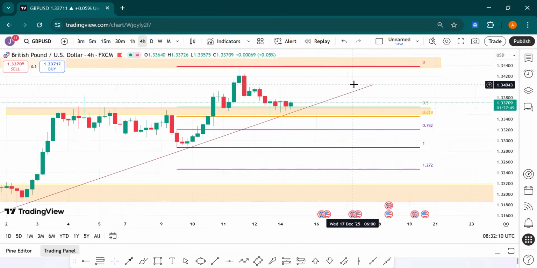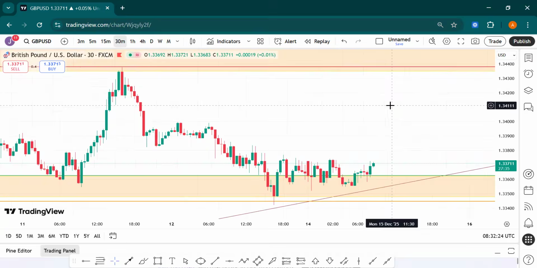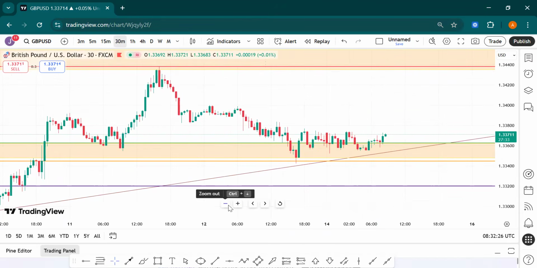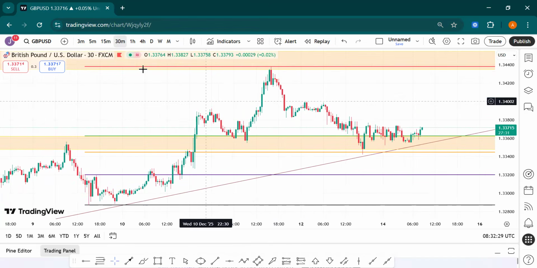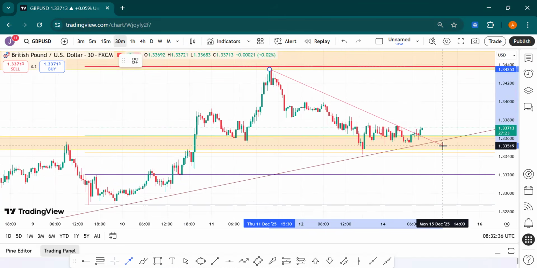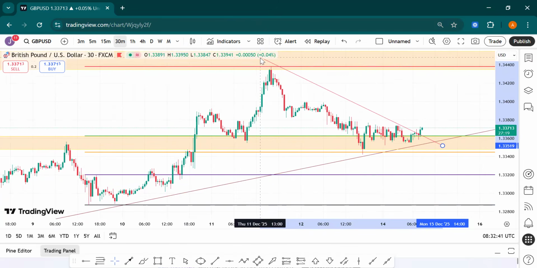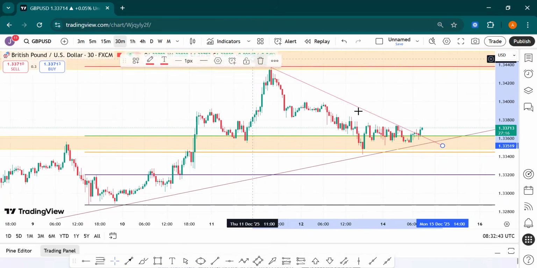But the point I'm trying to make is, in as much as this presents a good opportunity to buy, I believe that those of us that trade in those lower time frames will take our trades maybe on the 30 minutes or 15 minutes time frame. So let's go there. On this time frame, we can see that this is actually a good opportunity to buy. If we put our counter trend line, it has just been broken. So if you are lucky enough to see this video, you can buy GBP USD.